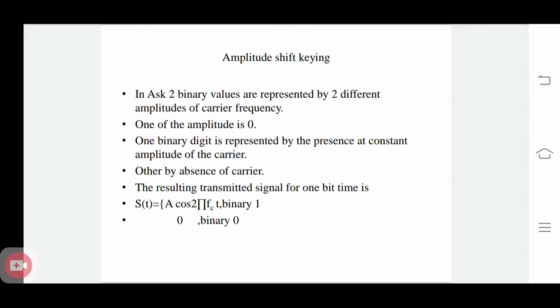Now we can study the digital data to analog conversion by using the 3 mechanisms. Which are they? One is amplitude shift keying, next is frequency shift keying, then phase shift keying. So first one is amplitude shift keying. How is it represented? Here also the 2 binary values are represented by using 2 different amplitudes of the carrier frequency. One of the amplitudes is 0 and the other is a constant amplitude. So in amplitude shift keying, we are using 2 different amplitudes to represent the binary 0 and 1.